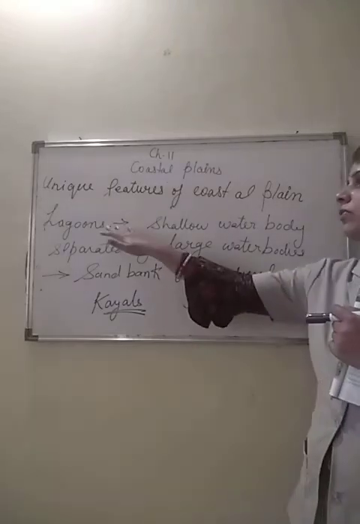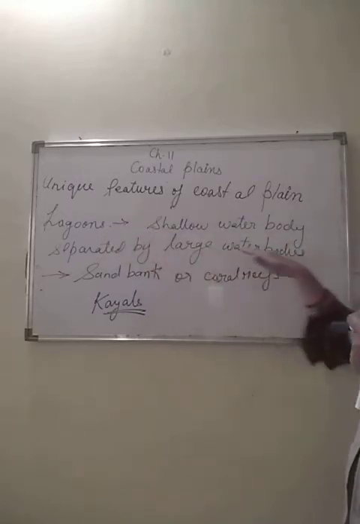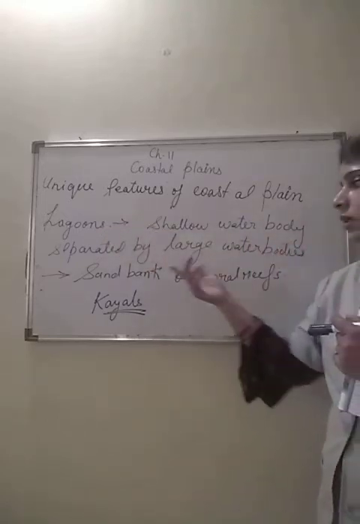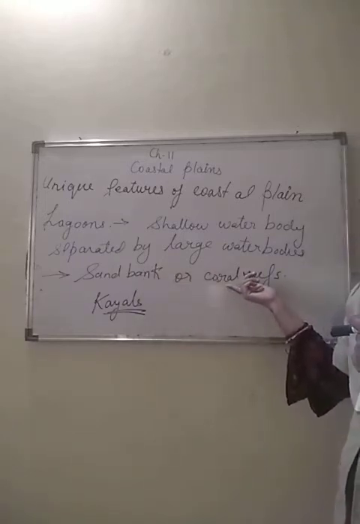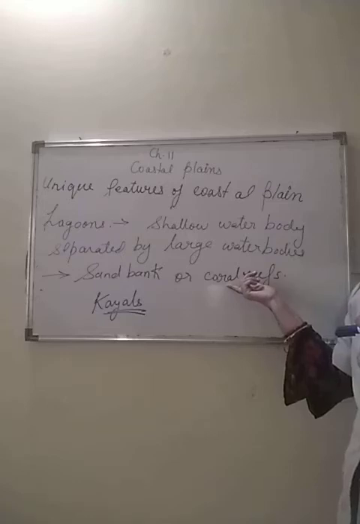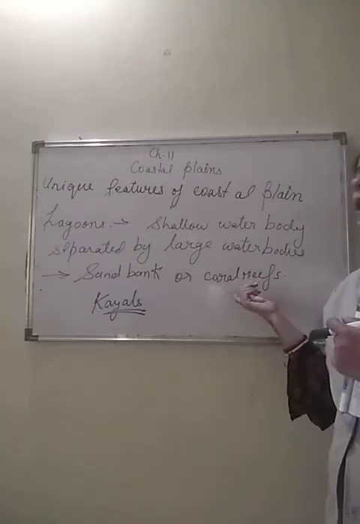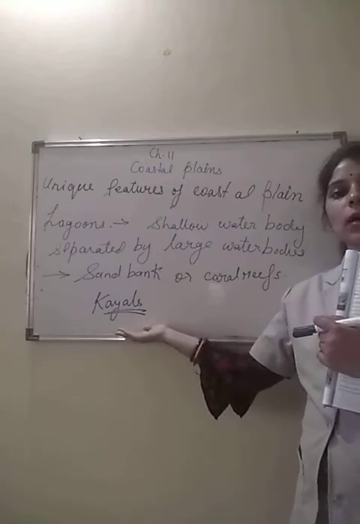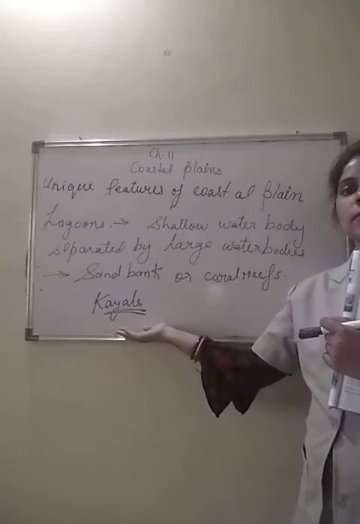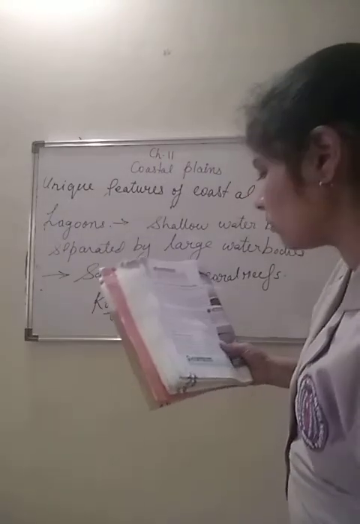So again I am reading out for you, lagoons. Lagoons are the shallow water bodies separated by a large water body through what? Either by the sandbanks or the coral reefs. The coral reefs are the stone formed by the deposition found in the sea. And in native language, your lagoons are also called your kayals. I hope you are clear till your topic lagoon.